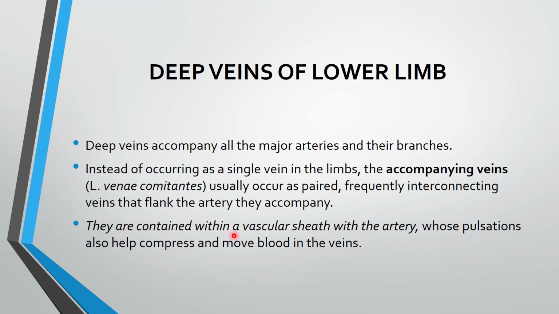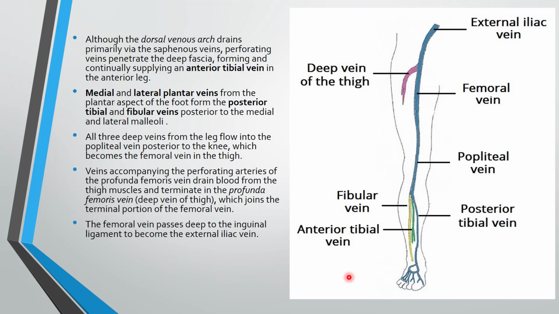They are contained within a vascular sheath with the artery, whose pulsation also helps compress and move blood in the veins. See here in this diagram, there are many deep veins in our leg. Although the dorsal venous arch drains primarily via the saphenous vein, perforating veins penetrate the deep fascia, forming and continually supplying an anterior tibial vein in the anterior leg.